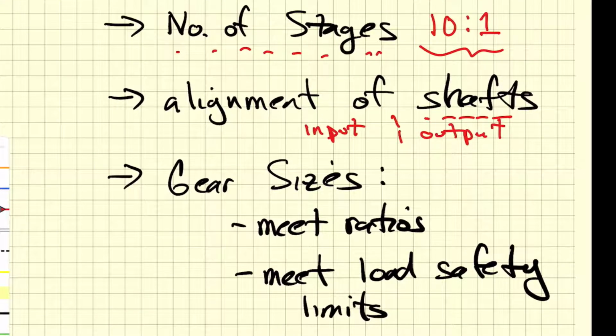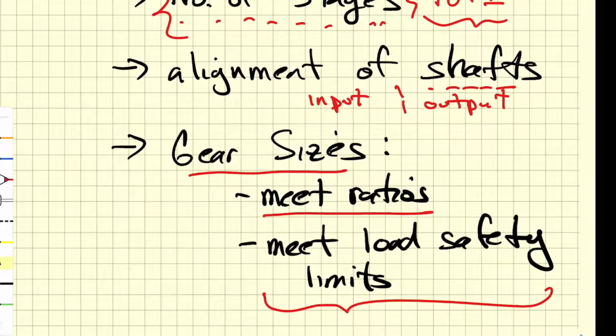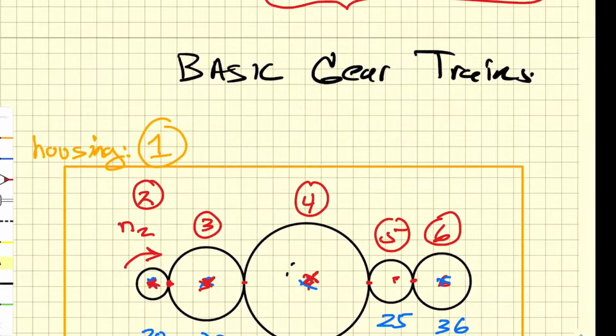Once we know that, we can start choosing some gear sizes to meet the gear ratio requirements we have in each of the stages that we have specified for our overall gearbox speed and torque ratios. When we have those gear sizes chosen, are the gears going to be able to handle the loads that we are transmitting through them? And will they do so without yielding? And will they have infinite life? Before we get to that, we're going to do some basic gear trains.